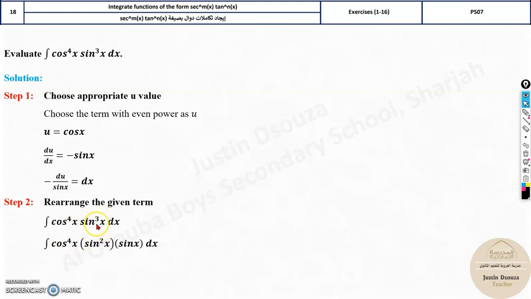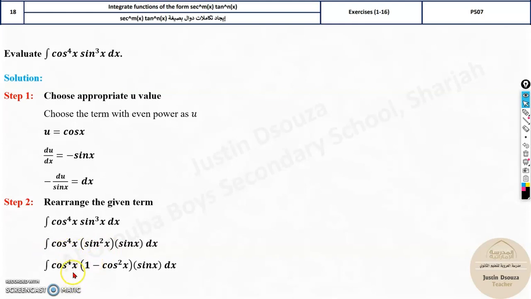Okay, now one more thing. Before we do the substitution, we have to rearrange these terms. Why? Because this sine was odd, right? Sine was odd, so one of the sines will go. But what about this power 2? If we have sine squared, we can use the Pythagorean identity and get everything in terms of cos. That's what we do now.